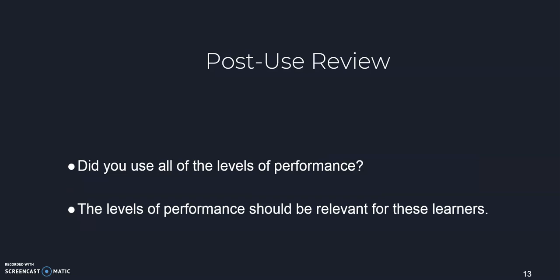So let's look specifically at some of the things we can do after we have used the rubric. You can ask yourself, did you use all the levels of performance? Did anybody get the top score in the categories? It's not expected that the same student gets the top score for every category or trait in the rubric, but was it possible that somebody in the classroom did? The levels of performance should be relevant for these learners. Remember, we said rubrics should be context specific.